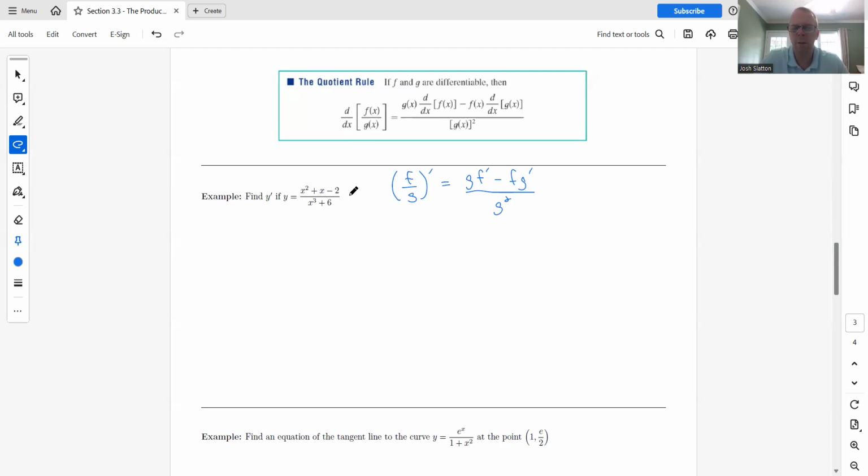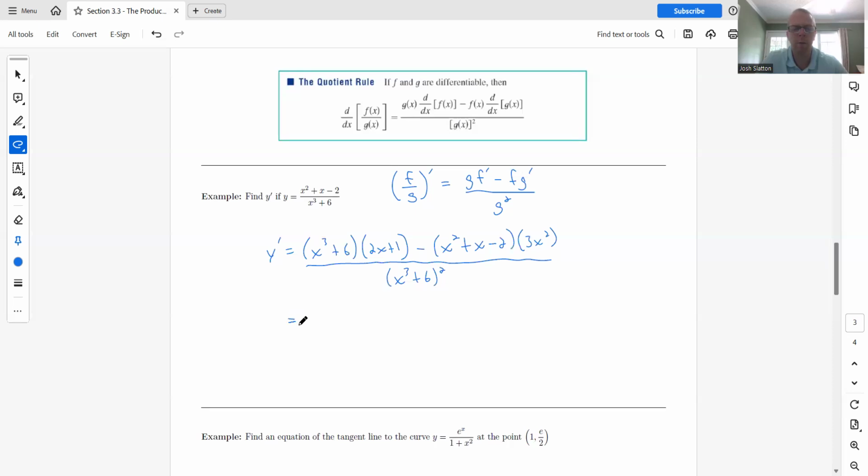And this one's pretty easy to figure out which function is f and which is g, clearly. So what we're going to do here is we're going to have the bottom, so x cubed plus 6 times the derivative of the top, so the derivative of x squared plus x minus 2. So that would be, just use the power rule term by term, 2x plus 1 minus the top times the derivative of the bottom, which is just 3x squared. And that is going to be all over x cubed plus 6 squared.